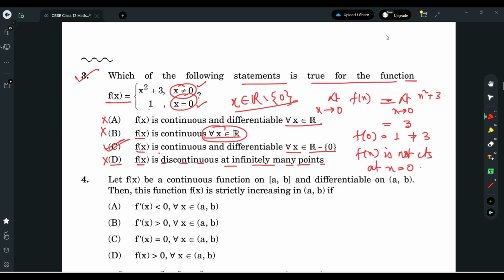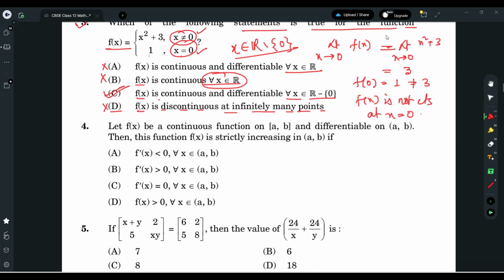Then question number 4. Let f(x) be a continuous function on closed [a, b], differentiable on open (a, b). Then the function f(x) is strictly increasing in open (a, b) if, this is a direct statement from a theorem in your book: if f is differentiable on open (a, b) and continuous on closed [a, b], then the function is strictly increasing if f'(x) is greater than 0. Option number B is the correct answer.